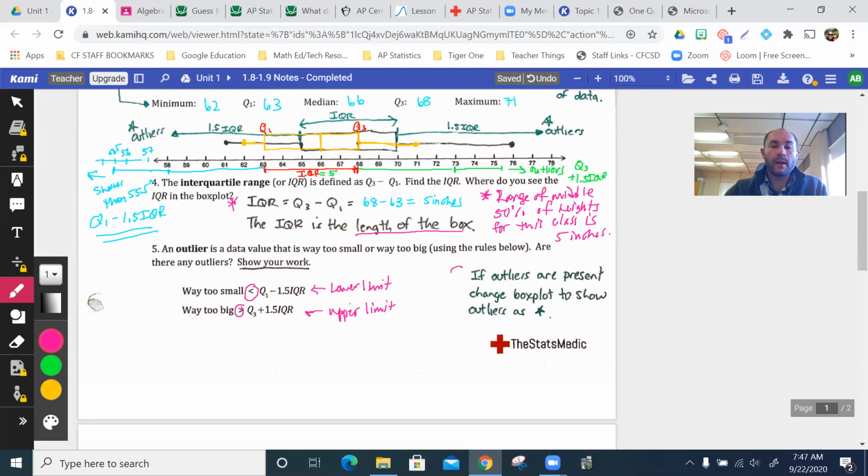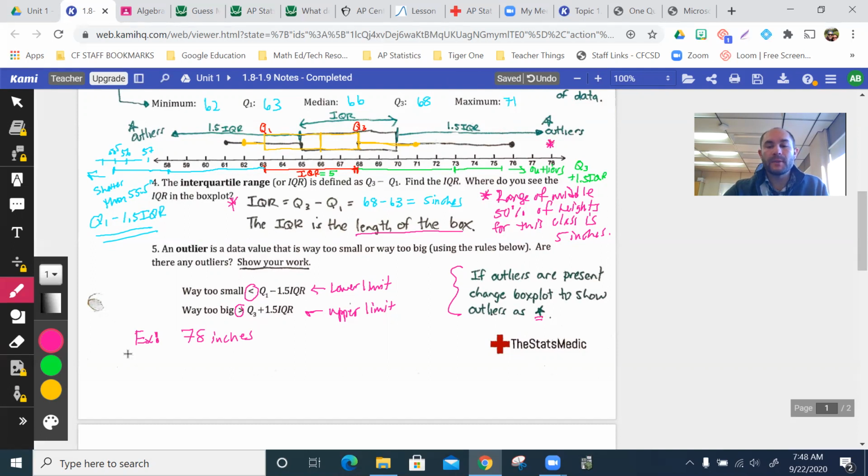And then if there are outliers, we change the box plot to show outliers as stars. So for example, let's say for our class, I had a person who was 78 inches tall. You add that person in. On my box plot, I would add a little asterisk for 78. They would become the max of my data set, and 71 would be the next highest height that is not an outlier. So 78 would be our outlier.